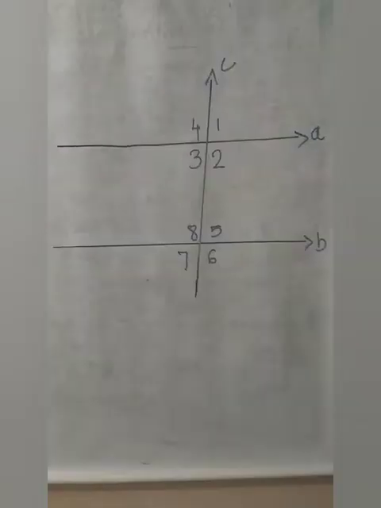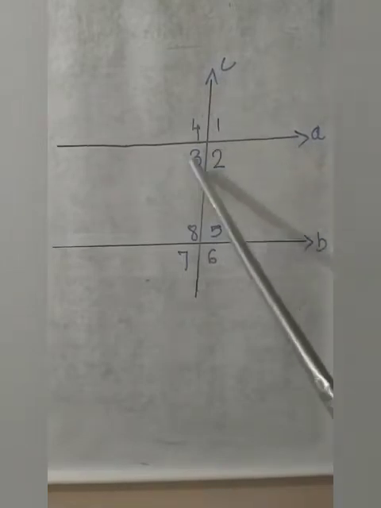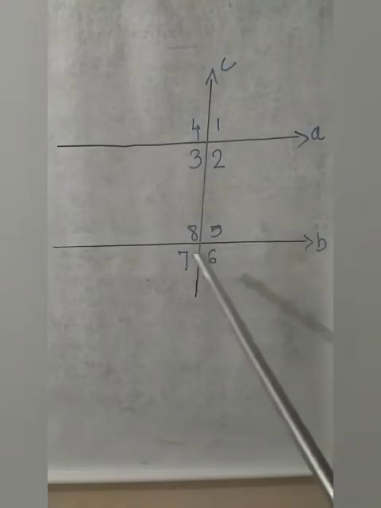Before discussing today's concept, let me recollect what we have learned yesterday. That means, what are the angles made by a transversal? We can recollect with the help of an example question. Look at the figure and identify the angles. Here, which are the angles? 1, 4, 2, 3, 5, 8, 6, 7.